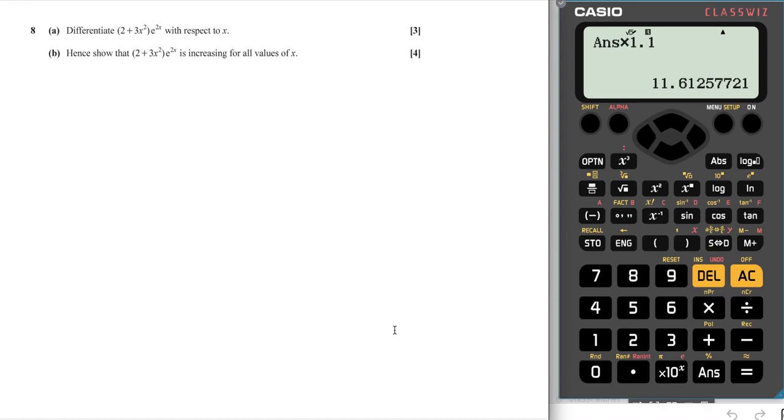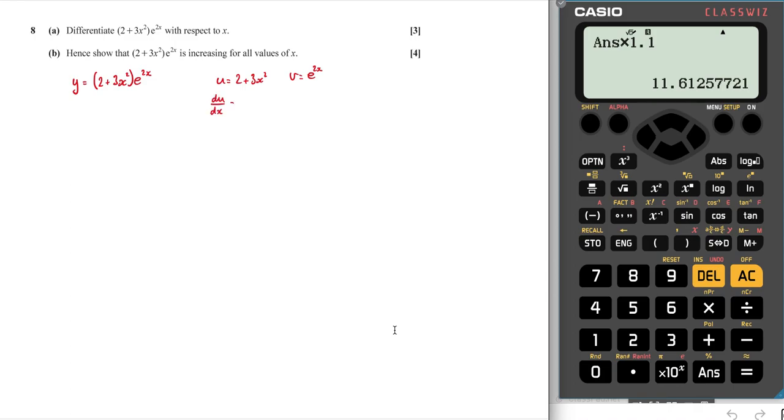Question 8. Lovely, lovely differentiation. Differentiate 2 plus 3x squared, all multiplied by e to the 2x with respect to x. The fact that I said multiplied by tells me I'm going to use the product rule. So, we have got, let's say, y equals 2 plus 3x squared, e to the 2x. Product rule, u is 2 plus 3x squared. v is e to the 2x. What have we got? Differentiate those.